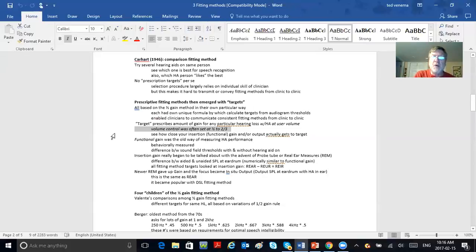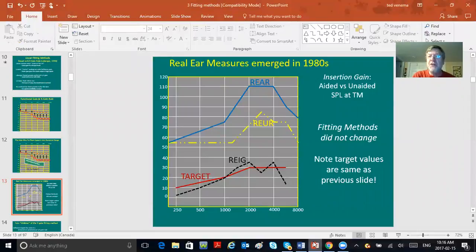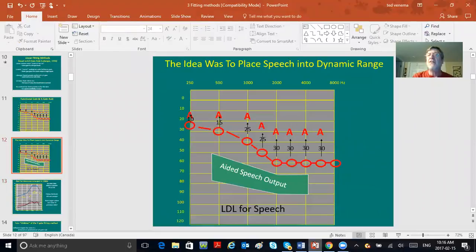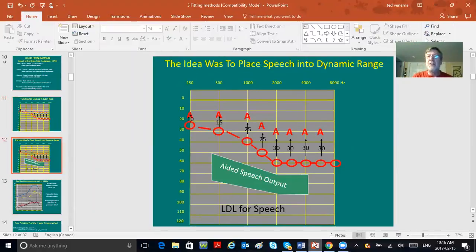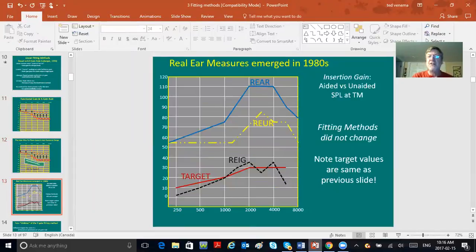And your idea was to see how close your insertion gain or your functional gain gets to the target. Now, always remember, this is called insertion gain with the early real ear, and this was called functional gain. Functional gain is behavioral. The guy's raising his hand every time he hears a tone, whether it's under headphones or in the sound field wearing the hearing aid. Functional gain. Insertion gain is real ear. So this is functional gain, this is insertion gain.